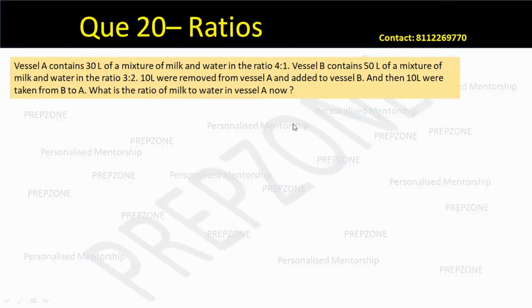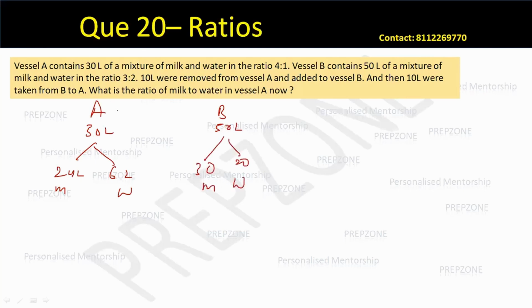So from vessel A, we are taking out 10 liters. The amount of milk in A is originally 24. A has 30 liters, in the ratio 4:1, which means 4/5, 80%. So 24 liters is milk and 6 liters is water. Similarly, B has 50 liters in the ratio 3:2, which means 30 and 20 are the amounts of milk and water. Now you're taking 10 liters from vessel A and adding it to vessel B.